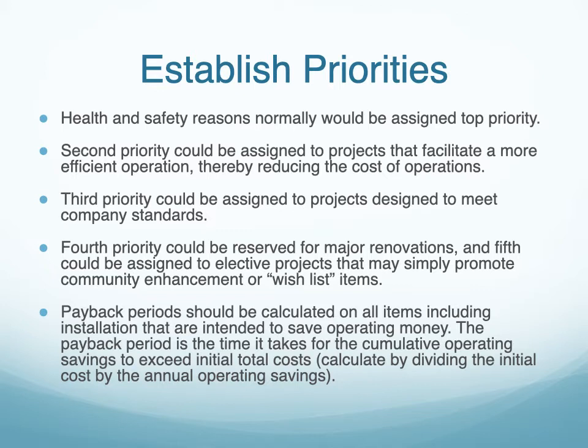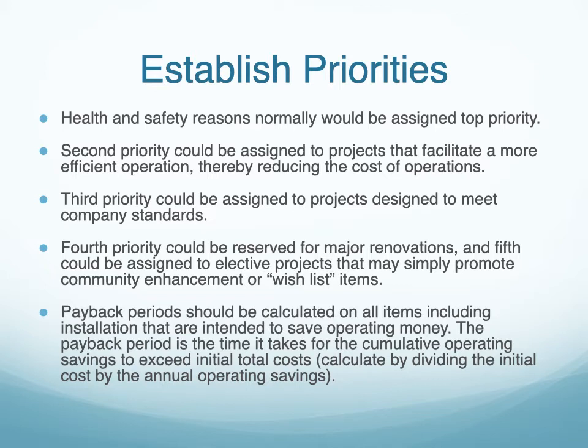The second priority could be assigned to projects that facilitate a more efficient operation, thereby reducing the cost of your operations. Third priority could be assigned to projects designed to meet company standards. Fourth priority could be reserved for major renovations, and the fifth could be assigned to elective projects that may simply promote community enhancement or make your manager or residents happy. So those are your wish list items.